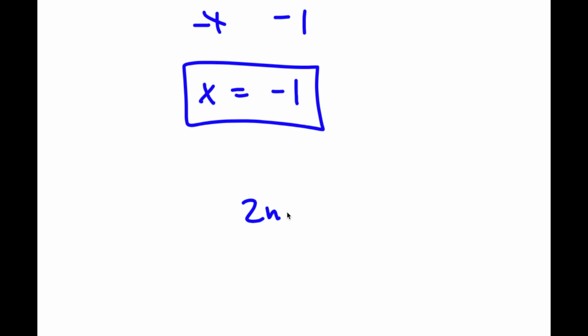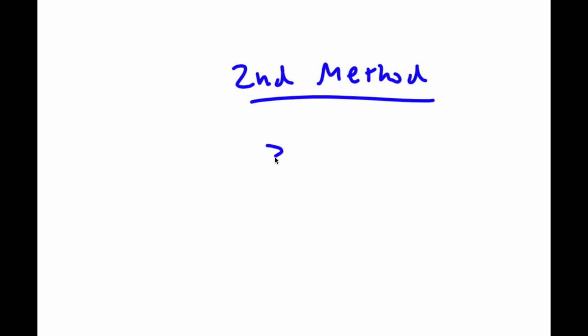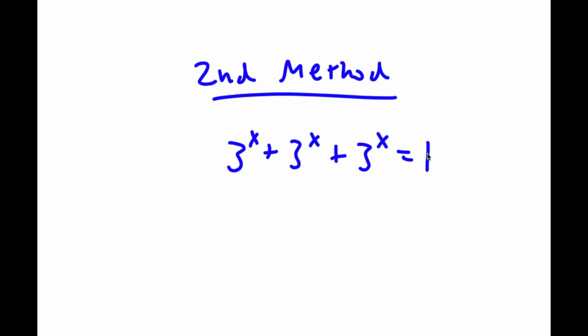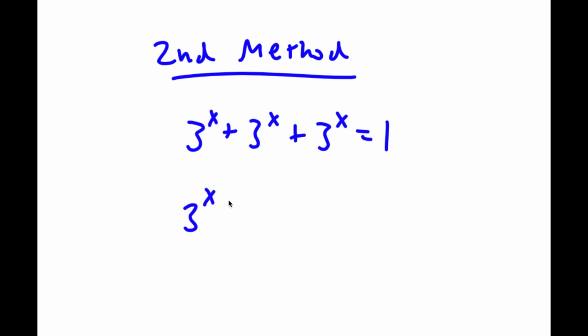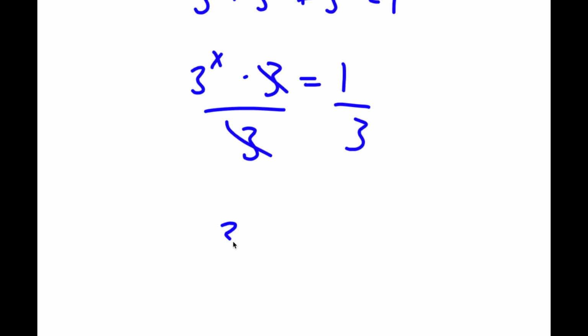Now I actually have a second method of solving this problem. So again, I first start with 3 to the power of x plus 3 to the power of x plus 3 to the power of x is equal to 1. I factor out 3 to the power of x, so I get 3 to the power of x times 3 is equal to 1. However, now, instead of multiplying 3 to the power of x with 3, I'm actually going to divide both sides by 3. So now these two are going to cancel out, and I'll have 3 to the power of x is equal to 1 over 3.